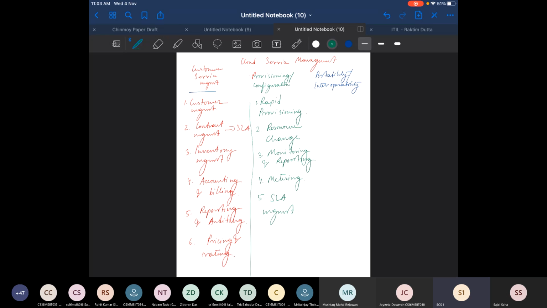So rapid provisioning is the speedy provisioning that I have discussed, and then resource change that I already have told. If the available resources are less than the requested resources, in that case we have to change the site of the resources. Suppose in the California data center the number of resources is less, in that case we may shift the customer's request to some other data center, and it will be written over there that these are not available in this data center, so we may have to shift your resources to the other data center.